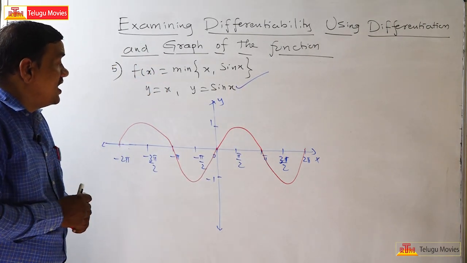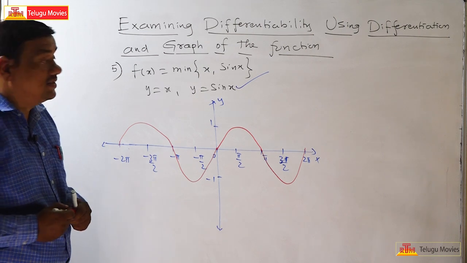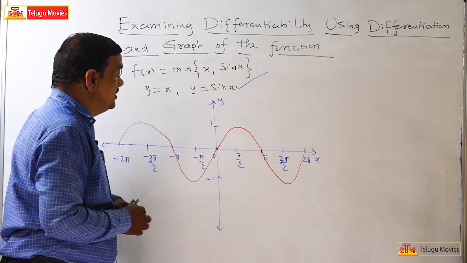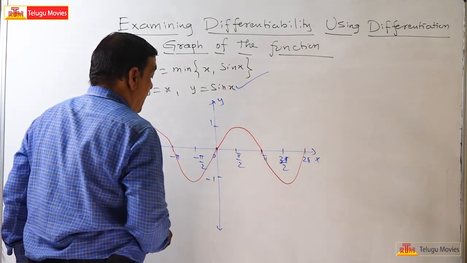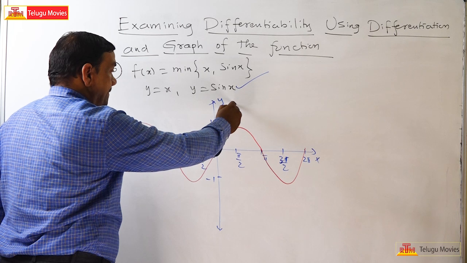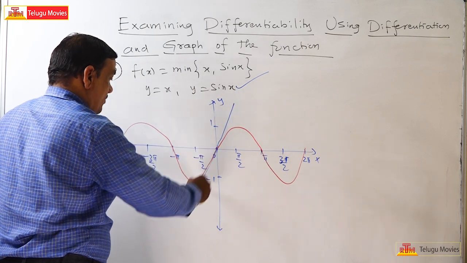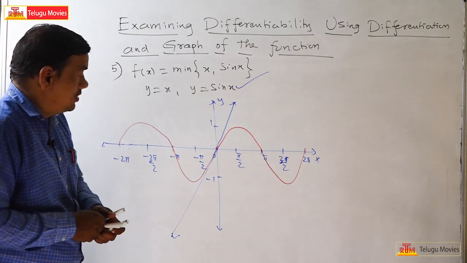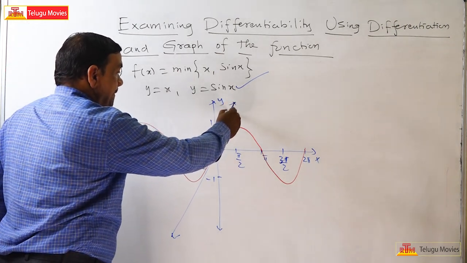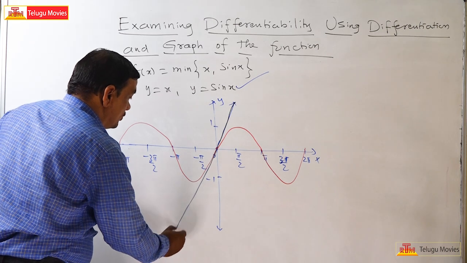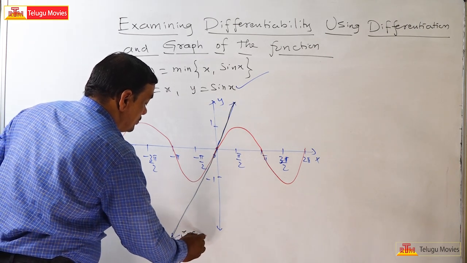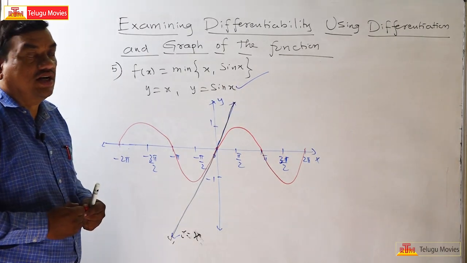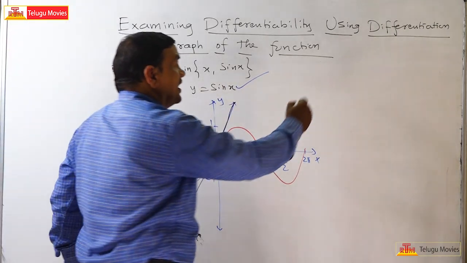Now what is the graph of y is equal to x? So y is equal to x is a graph passing through the origin and it is like this. Understand this? The graph will be like this. So this is the y is equal to x graph. y is equal to x is a straight line. See here, now the function is defined like this.